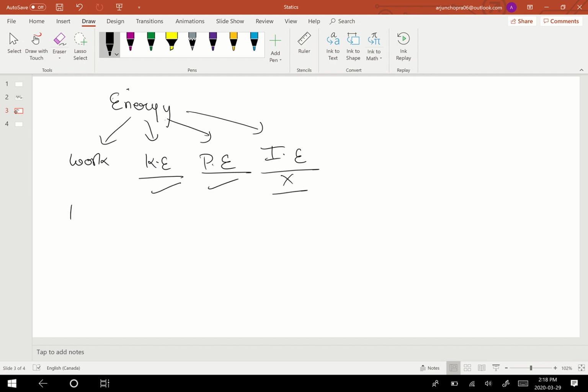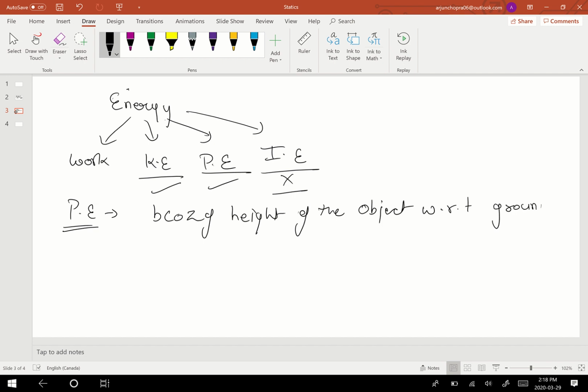So what is potential energy? Potential energy is that form of energy which is because of the height of the object with respect to ground. All right. So what do I mean by the height of the object with respect to the ground?